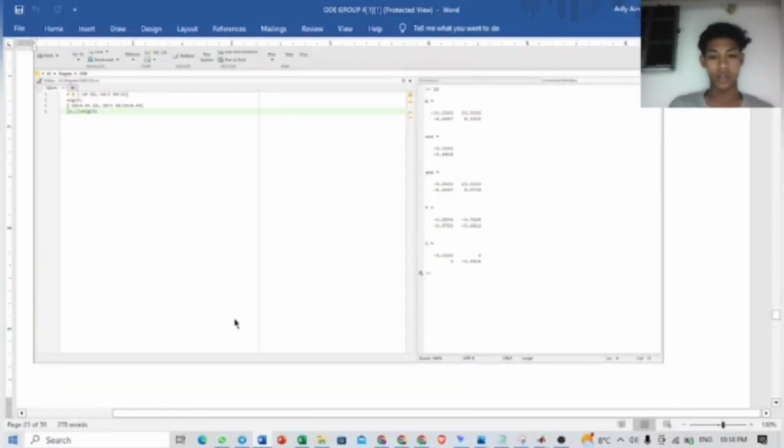So we calculate the eigenvalue and eigenvector of the matrix A using the eig function. The eigenvectors are stored in the matrix B, and the eigenvalues are stored in the diagonal matrix L.